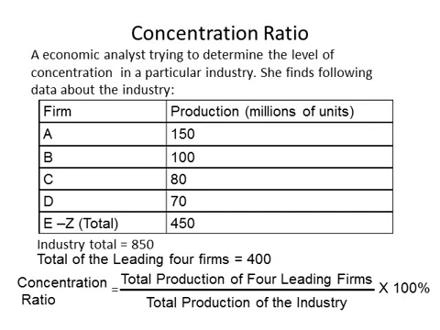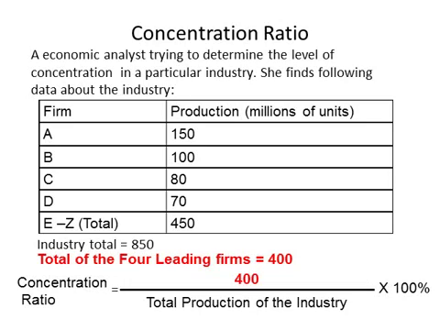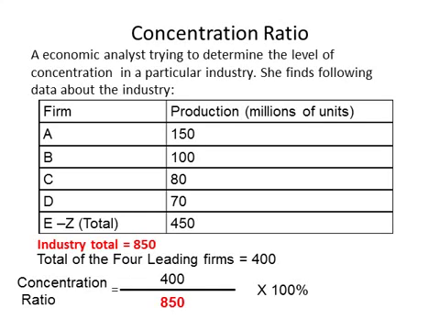The next step is to calculate the concentration ratio. This is done by dividing the total production of the leading 4 firms by the total production of the entire industry and multiplying the answer by 100%. The 4 leading firms produce 400 million units, and so we will substitute 400 into the formula for the total of the 4 leading firms. The entire industry produces 850 million units, and so we will substitute this into the formula for the entire market production.